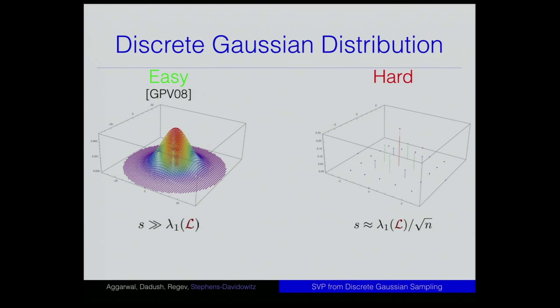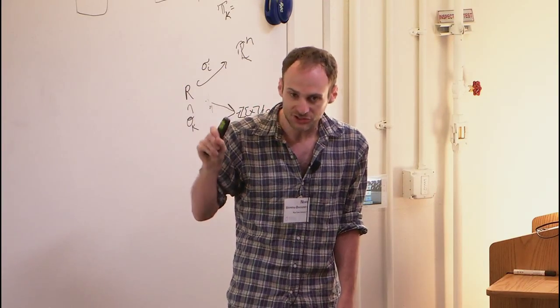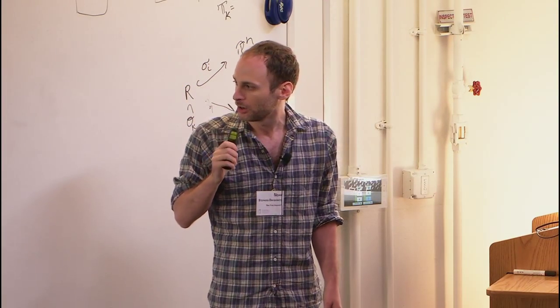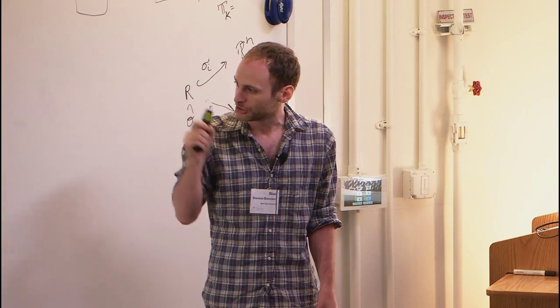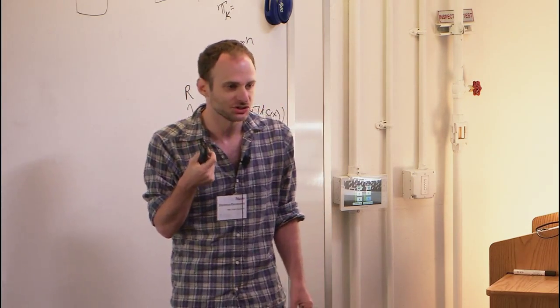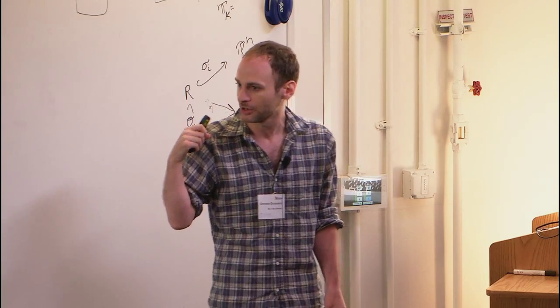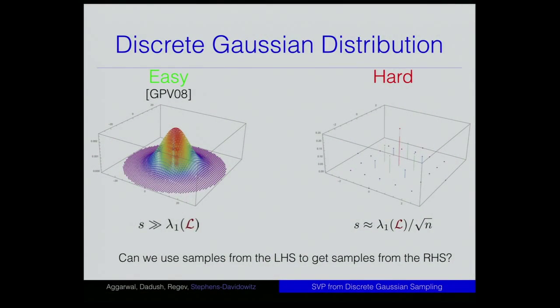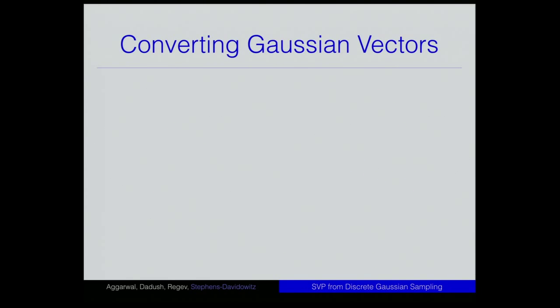But good question, yeah. So just to hammer this home, this nice, smooth, pretty distribution is easy to sample from. This weirder distribution is hard to sample from because it has a much lower parameter. And there's a natural question, which is, can we use samples from the right-hand side, or your left-hand side, to get samples from your right-hand side? So this is going to be our goal. We'll call this converting Gaussian vectors, by which I mean lowering the parameter. And we're going to do this incrementally.